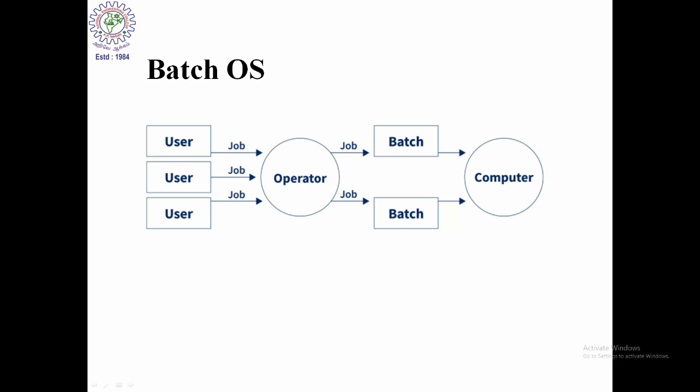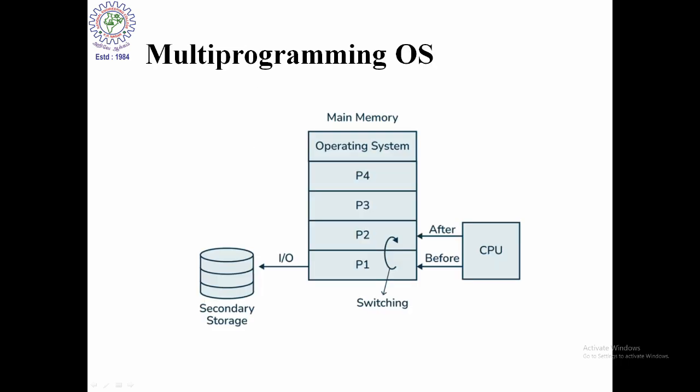So we cannot utilize the CPU at its highest performance level. This is a major drawback of the batch operating system, because the operator, the person operating the device, has to manually insert the punched cards for processing. Definitely it will take some time, and during that time the CPU must remain idle. So these are the pros and cons of the batch operating system, and this led to the next type of operating system, which is the multi-programming operating system.